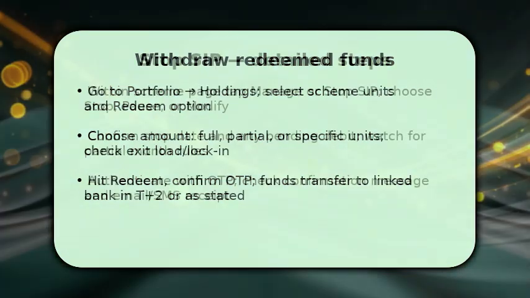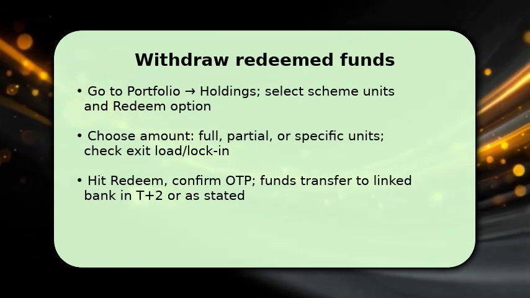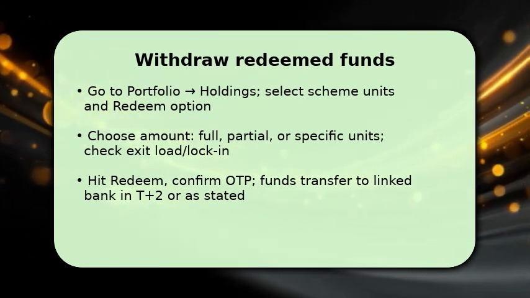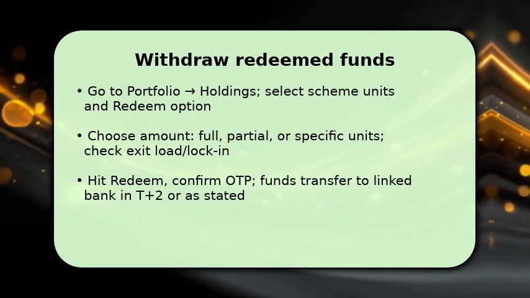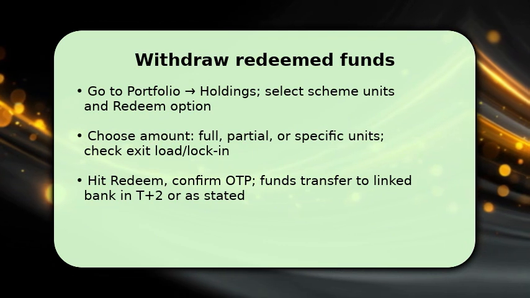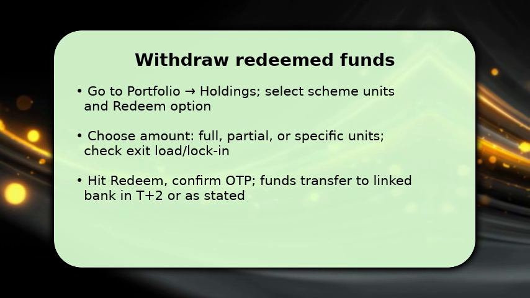Now to withdraw money, go to Portfolio and Holdings, select the scheme or folio and tap Redeem. Choose whether you want full redemption, partial amount, or specific units. Check for exit load, lock-in, or capital gains implications so you know net proceeds. Confirm the redemption and authenticate with OTP.